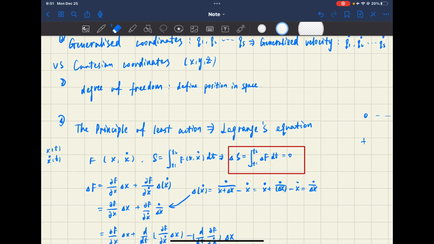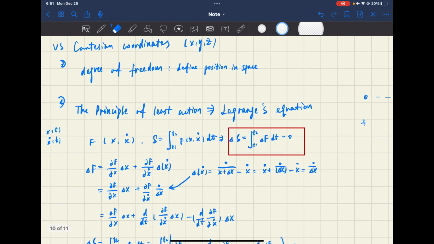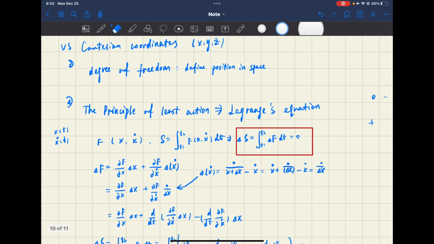It's kind of a discovery. So the principle states that if we have a function about x, meaning its generalized coordinates, and x dot, meaning generalized velocity, and we need these two elements to determine the mechanical state of an object, and we put them into the function, the function is about these two things.